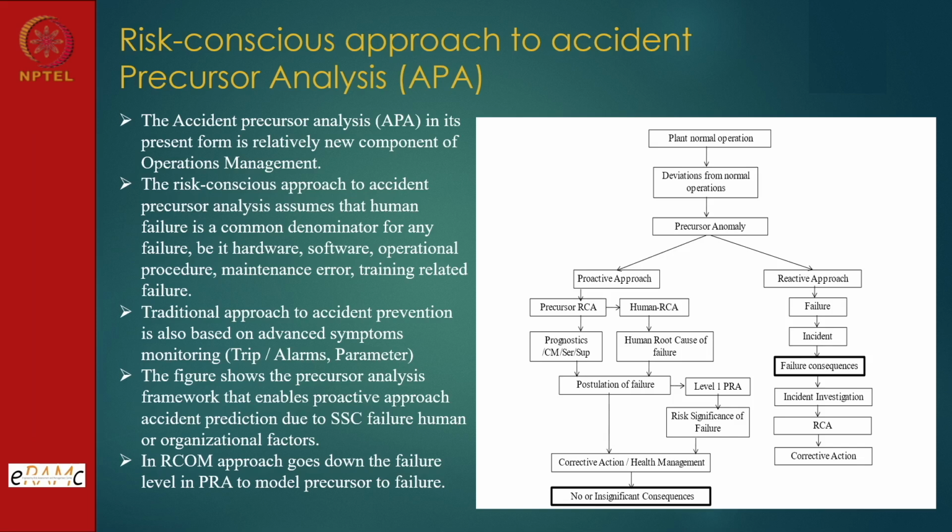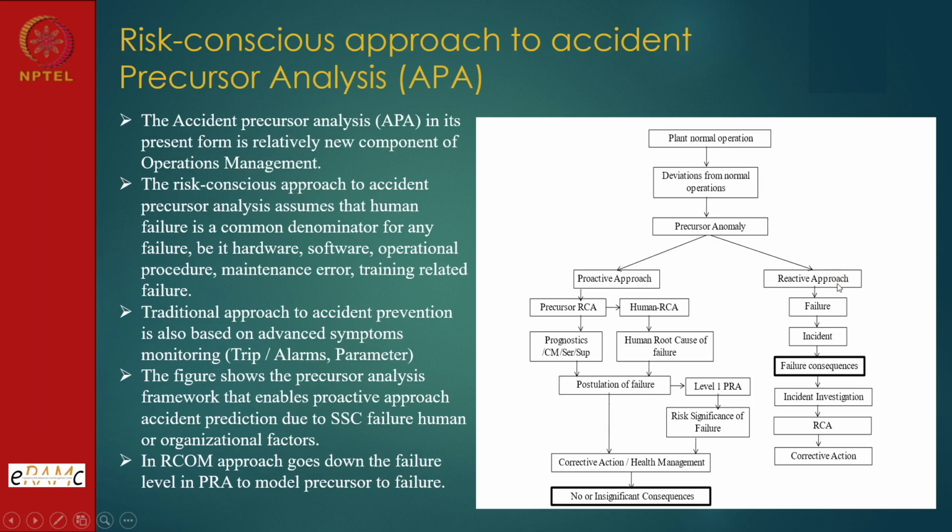Accident precursor analysis has come into prominence because there is a need to understand the trend of any structure, component or system before it fails. And I think there is a formal field called prognostics and health management. I'll touch upon that also. So that is required. So in the plant, we can have a precursor anomaly. Suppose some feeble sound is coming somewhere. So there can be a proactive approach and there could be a reactive approach.